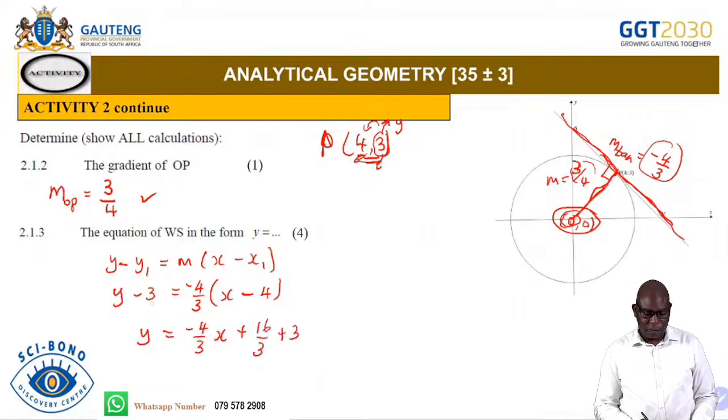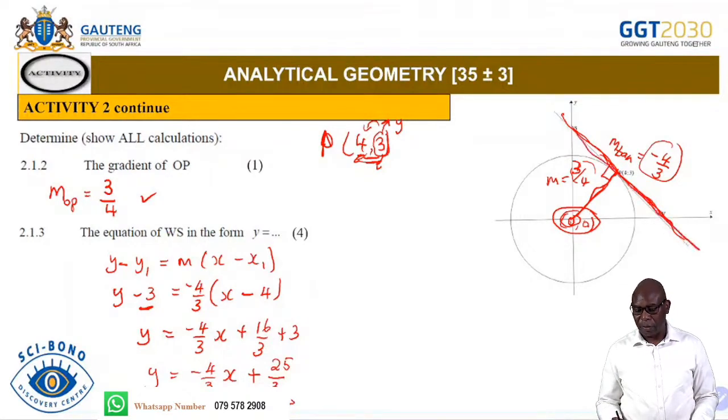I add the 3 from that side. So my y value is going to be negative 4 over 3x plus 3 times 3 is 9 plus 16 is 25, all over 3. And that's how we get the equation of the line. You see, the gradient is negative, so our 25 over 3 can be somewhere up there. So I think we are fine with this one.